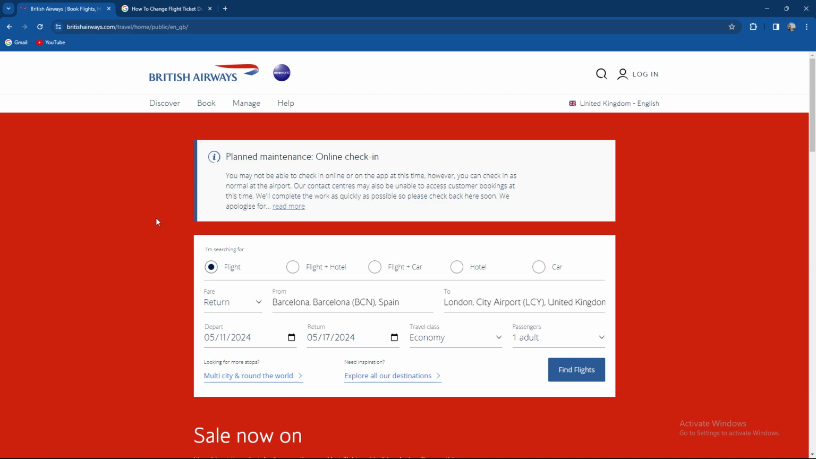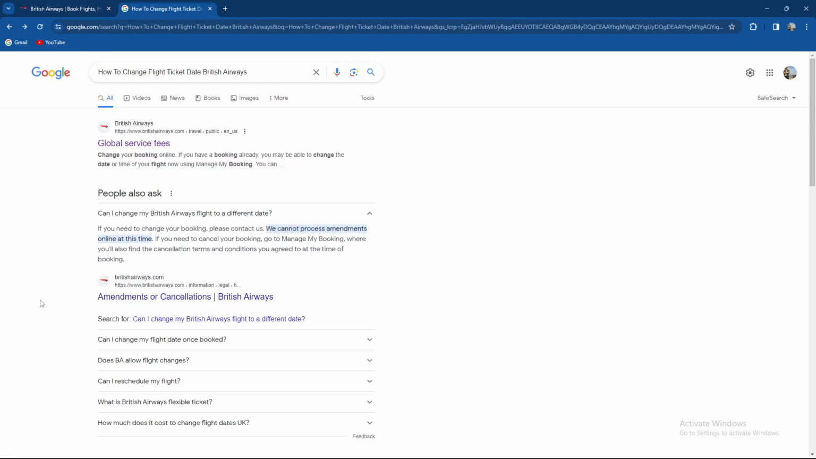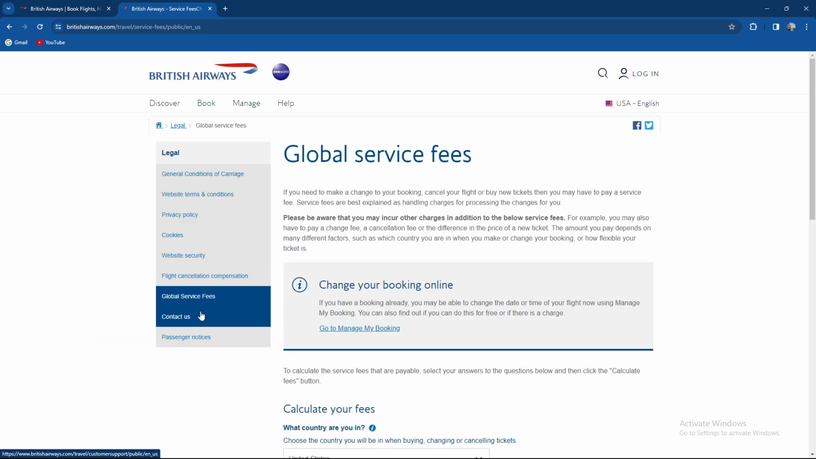So guys, how can you actually do it, and can you do it? If you need to change your booking, please contact British Airways. They cannot process amendments online at the time. And if you need to cancel your booking, go to Manage My Bookings, where you can also find the cancellation terms. So basically they have global service fees.